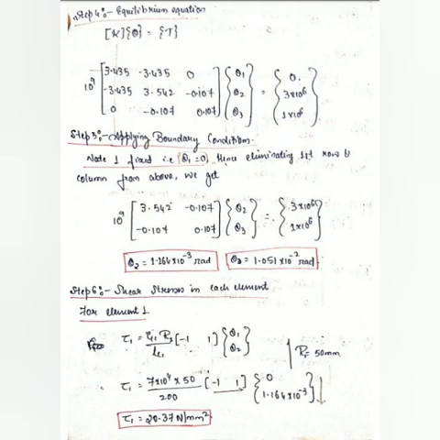The next step is to find the shear stresses in each element. For element 1, the expression is written: shear stress equals G1 into R1 upon Le1, times the matrix minus 1, 1, times theta 1, theta 2. G1 is given in the question, R1 is the radius for element 1, and the length of element 1 is also given. Theta 1 is 0, and theta 2 you just calculated. Solving that, the shear stress in element 1 is 20.37 Newton per mm square.